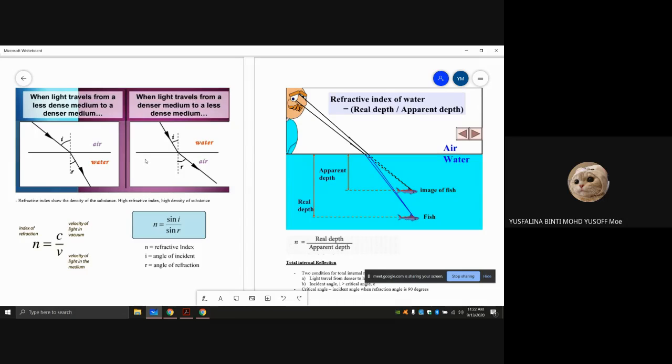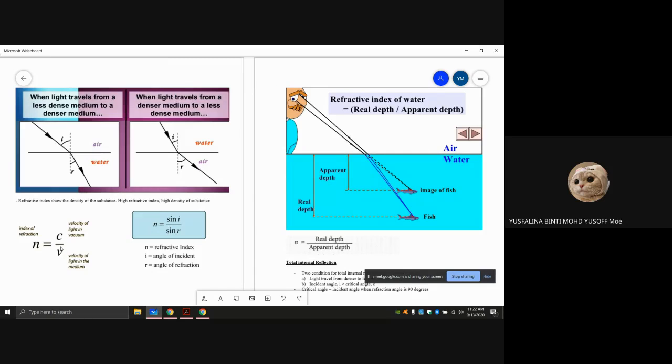The next one is the formula that we usually use in the exam, for the refractive index. There are three formulas. If they use the velocity, then n equals c over v. c is the velocity of light in vacuum, a constant value, 3 times 10 to the power of 8, so it does not change. v is the velocity of light in the medium.